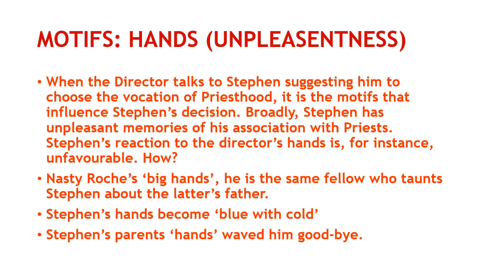Let us look at the motif of hands, which represents unpleasantness for Stephen. When the director talks to Stephen, suggesting he choose the vocation of priesthood, it is the motifs that influence Stephen's decision. Broadly, Stephen has unpleasant memories of his association with priests, and his reaction to the director's hands is, for instance, unfavorable. How? Early on in the novel, when he is at Clongowes, we see Nasty Roche's big hands, and Nasty Roche is the same fellow who taunts Stephen about his father.